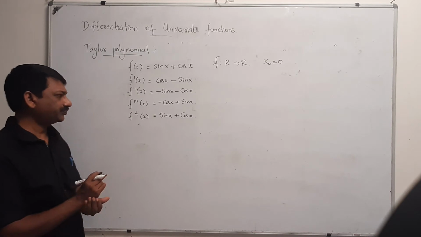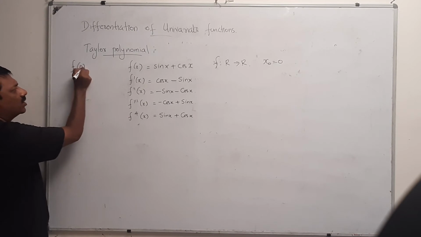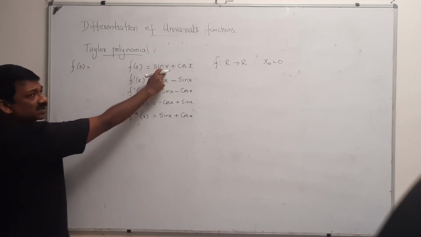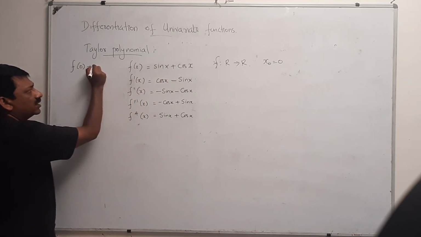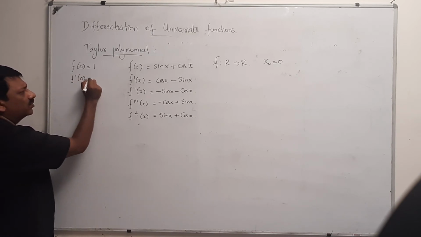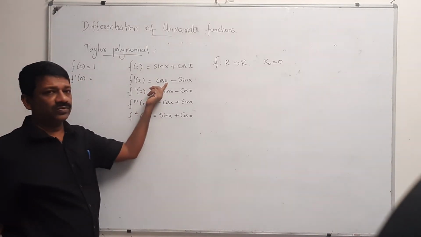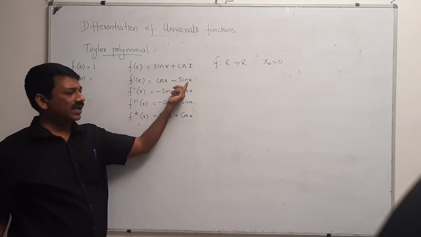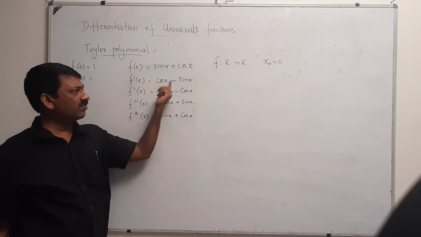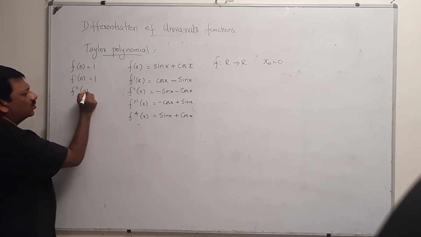Okay, this is repeating. What is the value of f of 0? f of 0 is sin 0 plus cos 0. Sin 0 is 0 and cos 0 is 1, so f of 0 is equal to 1. What about f dash of 0? f dash of 0 is cos 0 minus sin 0. Cos 0 is 1 and sin 0 is 0, that means 1 minus 0 is 1.